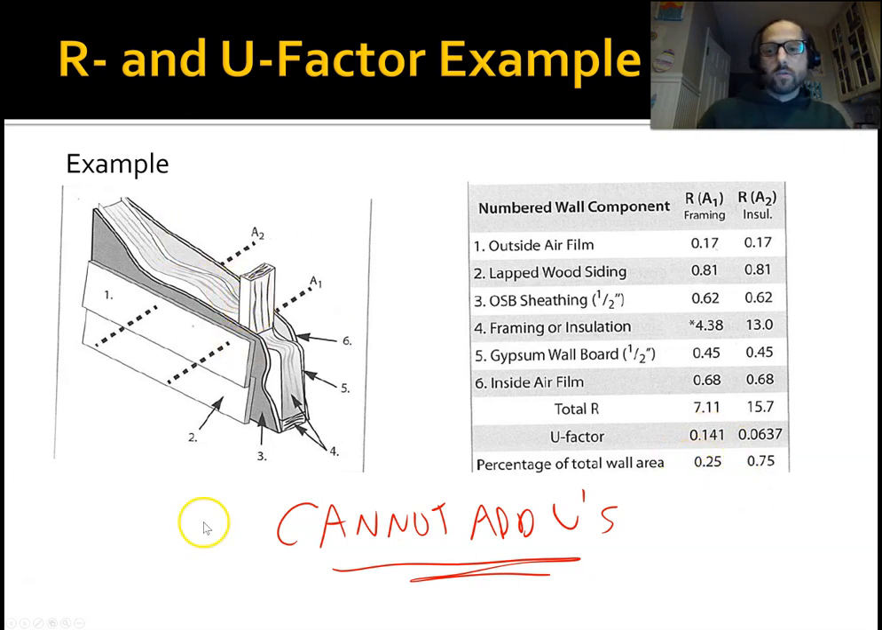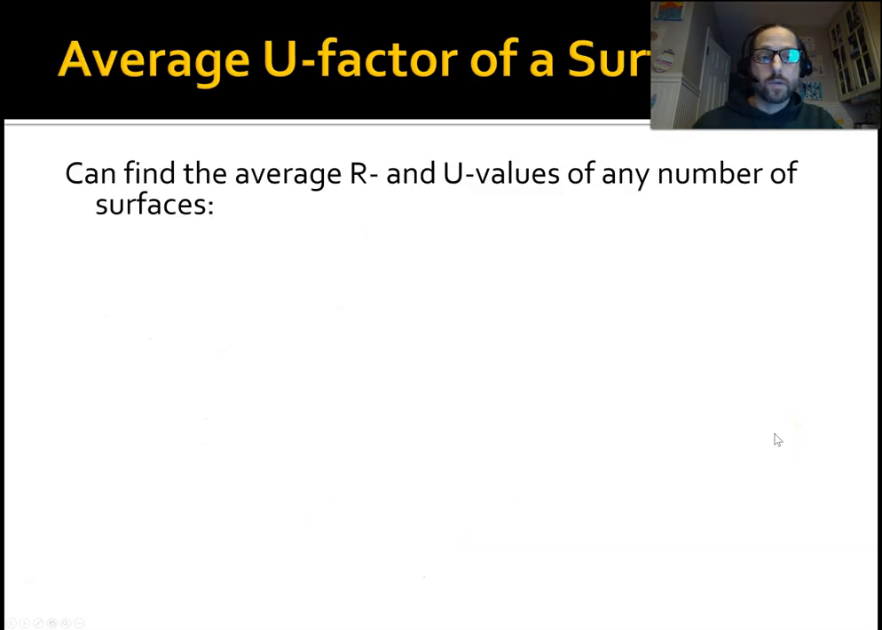Okay, so this is just a little snippet of the wall. If you look at the whole wall, it's 25% framing, and then the insulated layer is 75%. Okay, so now we have a percentage, 25 and 75.